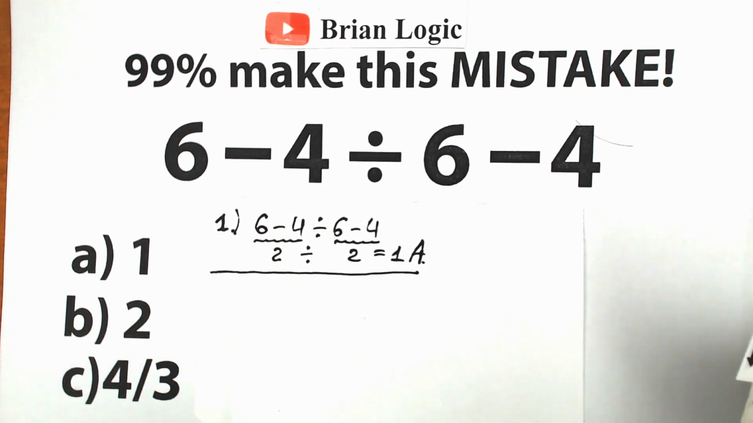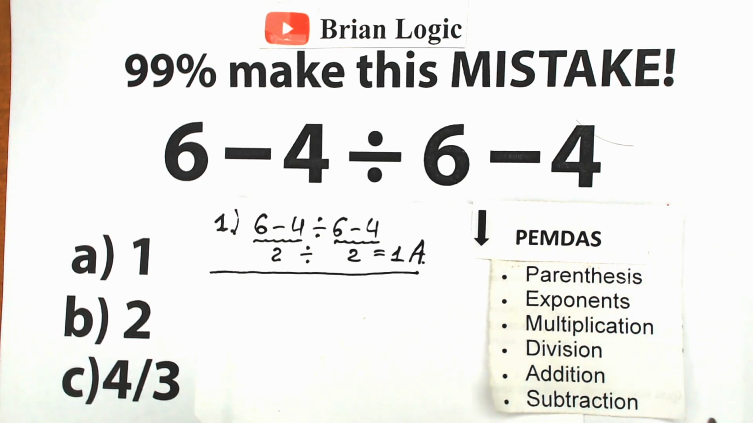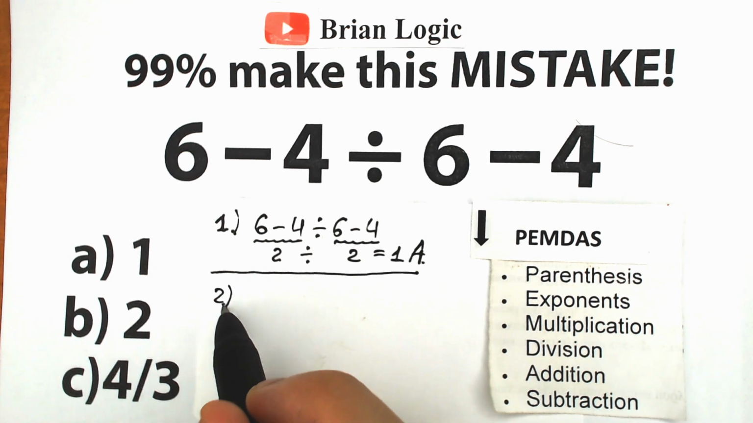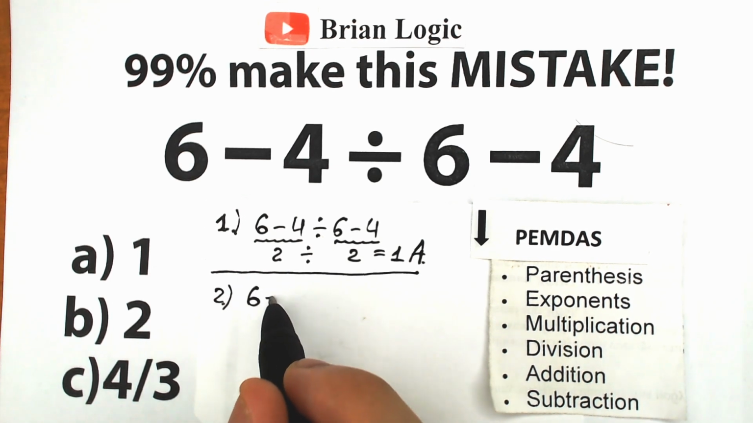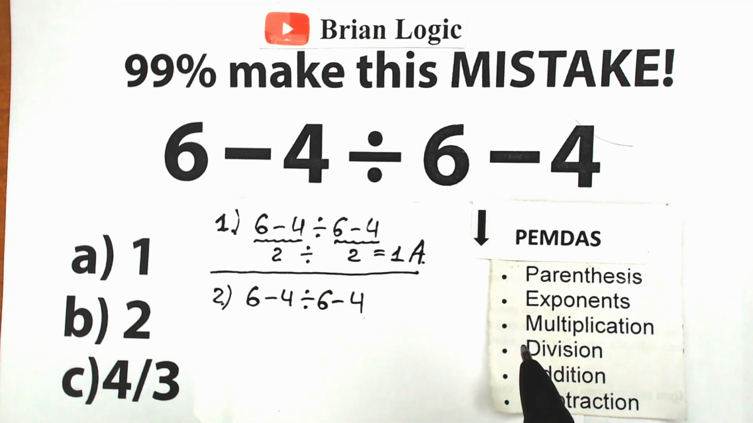And exactly in this case, we need to know what is the correct order of operation. For example, let's look at this PEMDAS order of operation. This is the most popular order of operation in the world. All most popular internet libraries, graphing calculators, work according to this PEMDAS. And right now, in this second interpretation, let's solve this challenge according to PEMDAS. So 6 minus 4 divided by 6 minus 4. Okay, let's solve this challenge according to this PEMDAS order of operations.